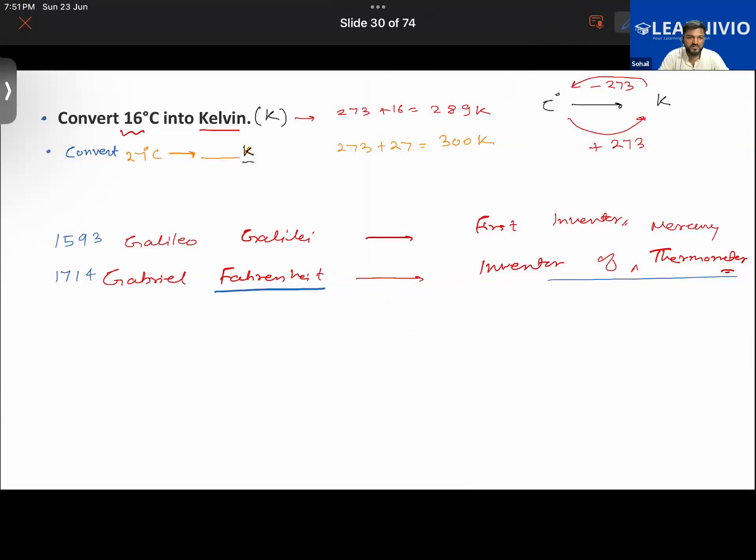We also learned about the first inventor of the thermometer, Galileo Galilei. He invented a water thermometer, which was a different kind of thermometer. The mercury thermometer was first invented by Gabriel Fahrenheit in the year 1714. After him, the Fahrenheit scale is also named. The name of the scale was taken from his name.